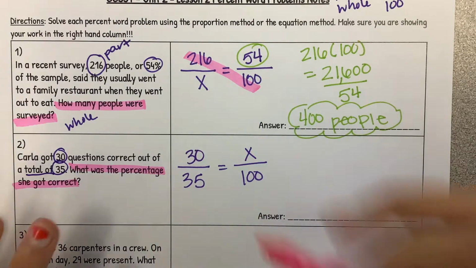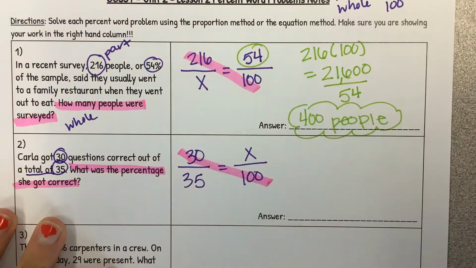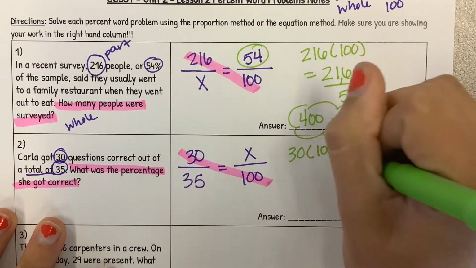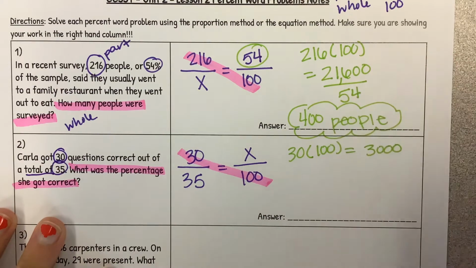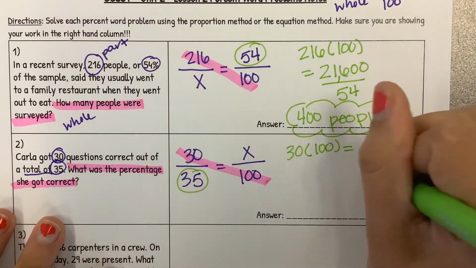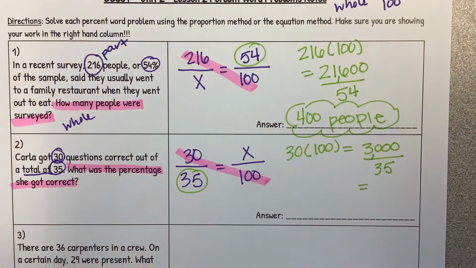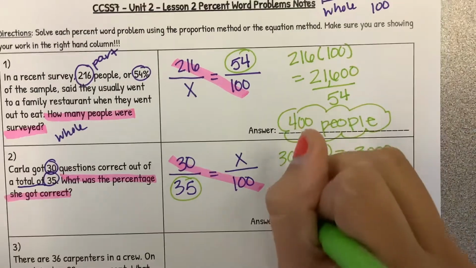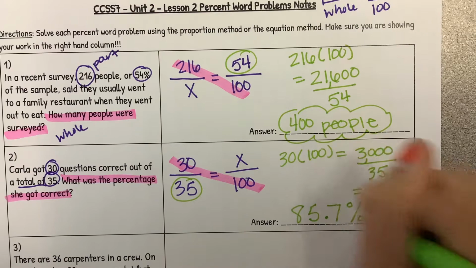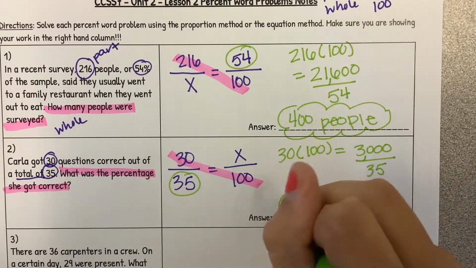So we can solve. I'm multiplying 30 times 100, which is 3,000, and dividing by the number in the same diagonal as the variable. So 3,000, I think I said 300, should be 3,000 divided by 35 equals, I'm going to get a decimal, I'm going to round to the nearest tenth, 85.7. We were solving for the percent.